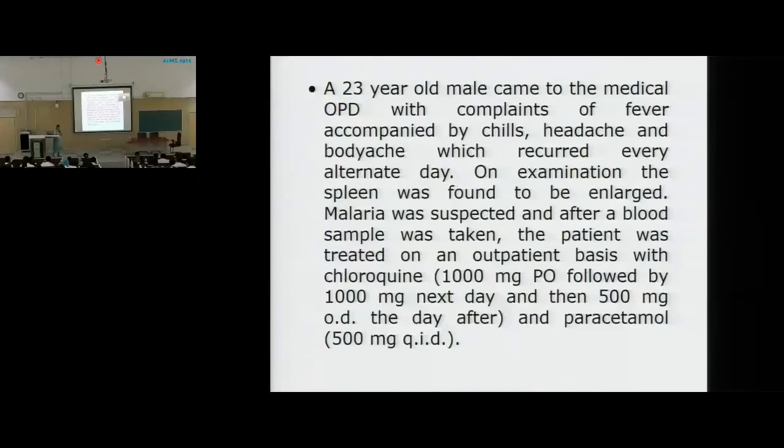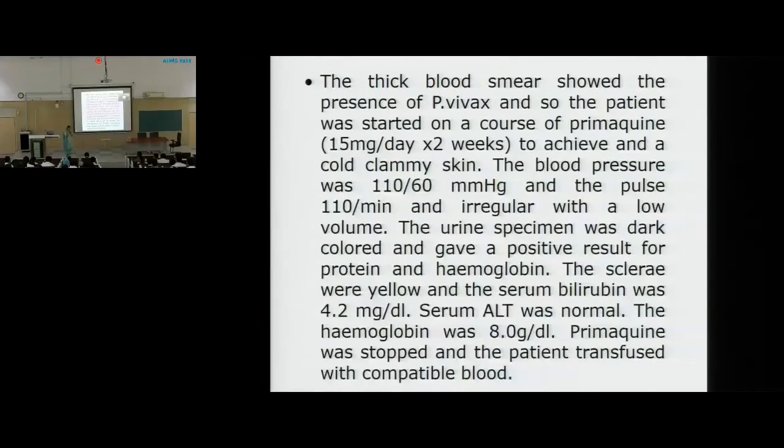Coming back to the question. Now you tell me the answer. He was given first chloroquine and later shifted to primaquine. Primaquine is the one which is the culprit among the antimalarials. So he had primaquine and within 2 days he started having dark colored urine. That means there was hemolysis.